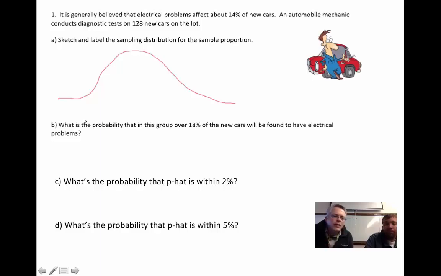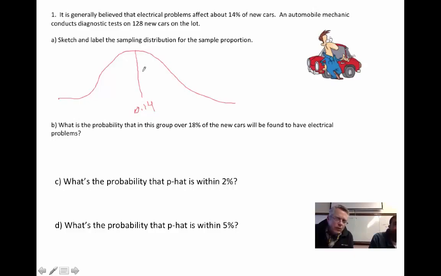He's checking what percent have the defect. It's going to have a normal distribution around the true value, so around 0.14. So maybe he checks the cars on the lot and it might be 15%, 16%, 13%. But if we keep taking samples of 128, it's going to be distributed around the true value. On average, he's going to be right. Now we should put in the standard deviation.